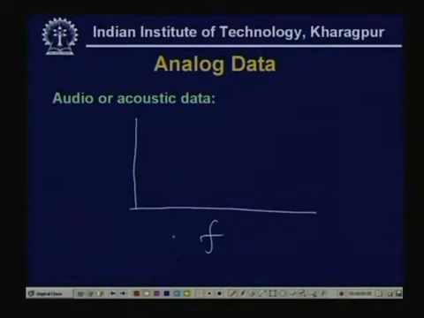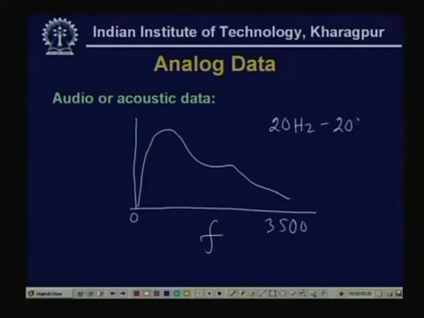F. And the signal strength usually lies in the range of maybe 0 to 3500. A significant portion of the signal lies in this frequency range. However, as we know, a voice or music can have any signal between 20 Hz and 20 kilohertz. However, our ear is more sensitive to this range of the signal, that means 0 to 3500, and most of the voice communication takes place within this range.